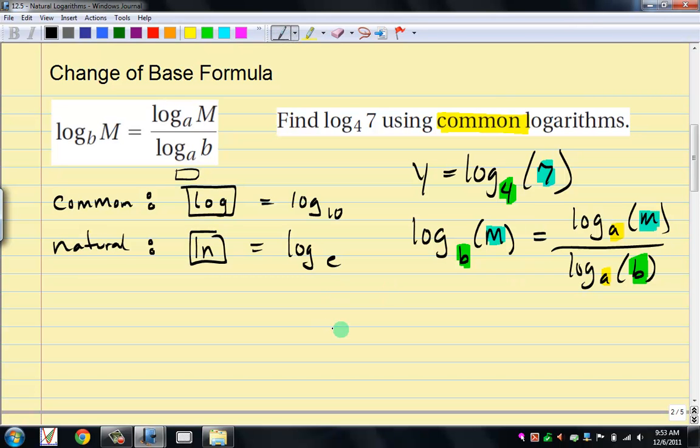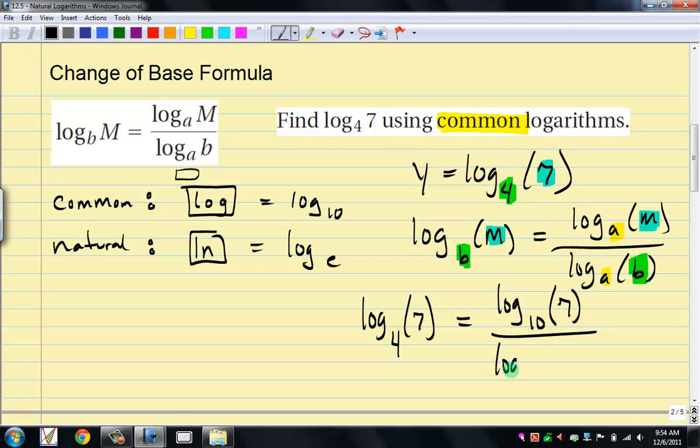So to do this, we'll say log base 4 of 7 is equal to log base 10 of 7 divided by log base 10 of 4. And this you can plug in your calculator. You say log base 10 of 7, you push 7 and then the log button, and then you push 4 and the log button. You divide those two numbers, and this is what log base 4 of 7 is equal to. You have to run a conversion on this.